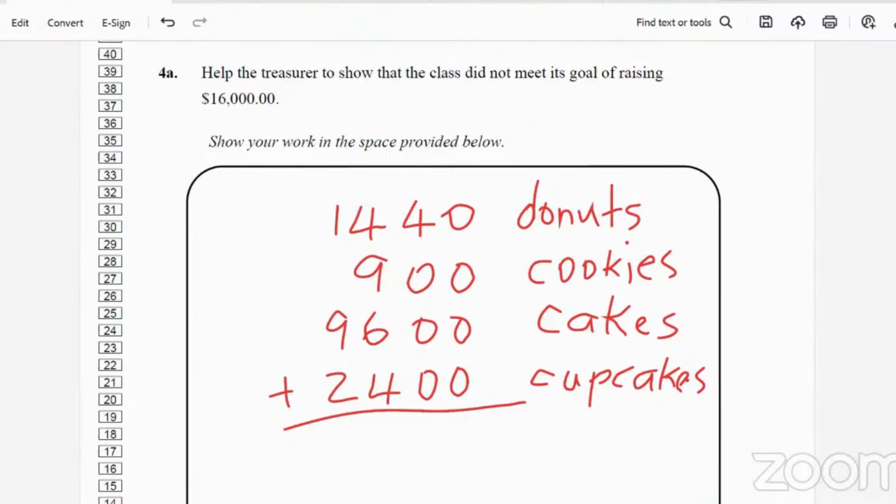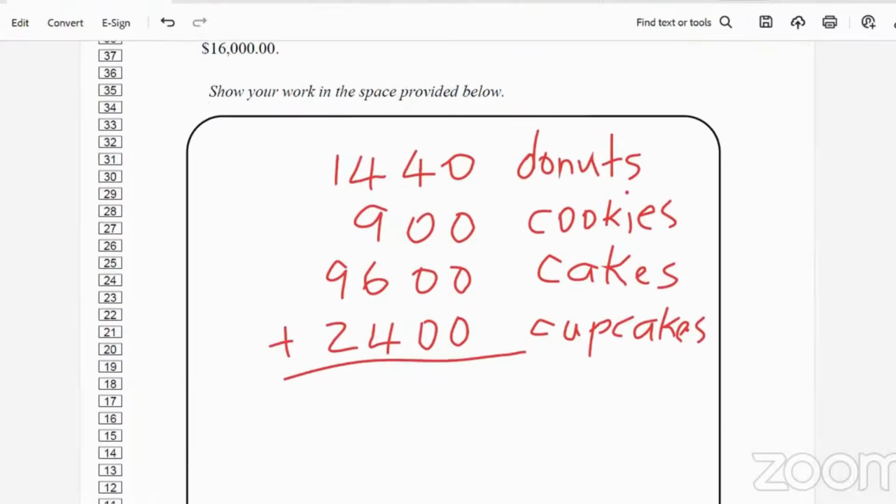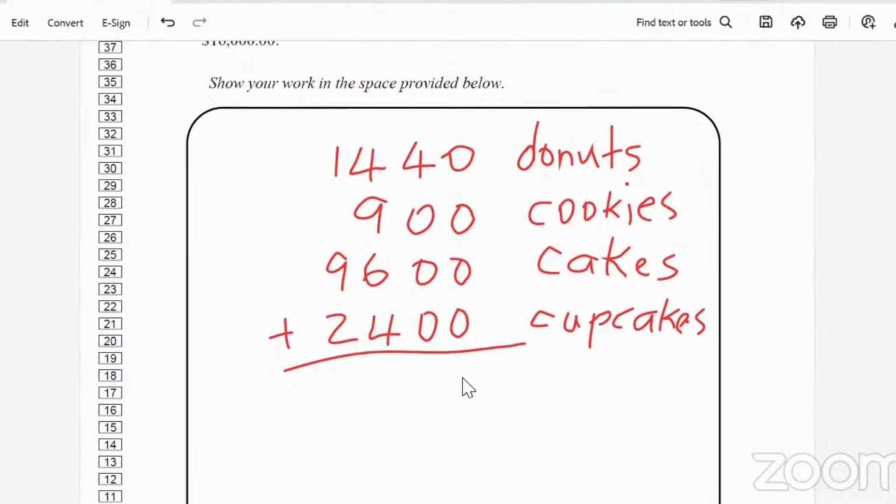So now we're going to go ahead and add. So zeros, that's 0, 4. Okay, take your time and do this. 6 plus 4, that's 10. Okay, 10 plus 9, that's 19. 19 plus 4, that's 23. So the 3 goes here and the 2 goes over here.